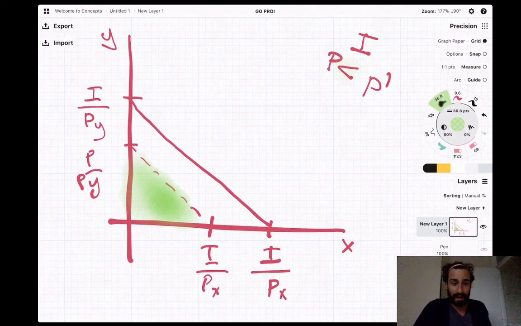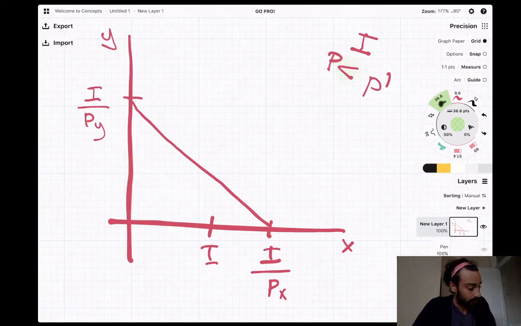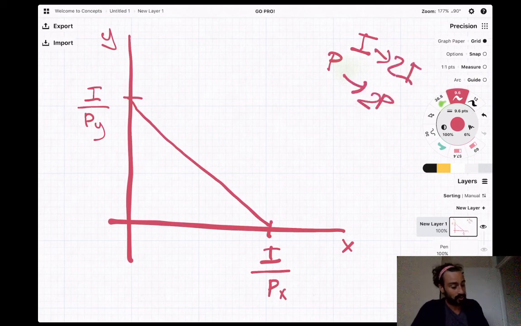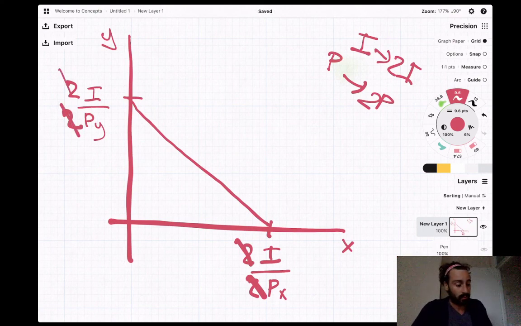Now let's think about what happens if we make I and P bigger at the same time, right? So let's say we move from I to 2I, and we go from P to 2P. Well, what is 2I over 2px? It's the same as I over px. What is 2I over 2py? It's the same as I over py. And so what do we get back? We get back exactly the same budget set we got before.